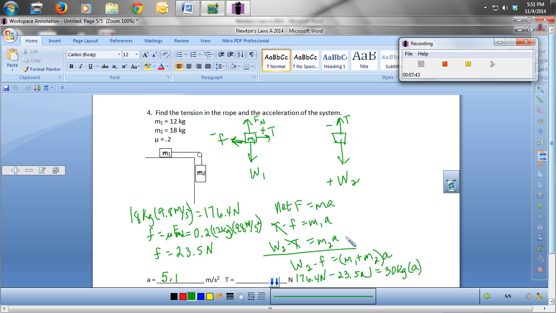And I want the tension now, so I'm going to go back to one of these equations. So right here, tension minus 23.5 newtons is equal to M1, which is 12 kilograms times 5.1 meters per second squared. So my tension wound up being 84.67 or 84.7.